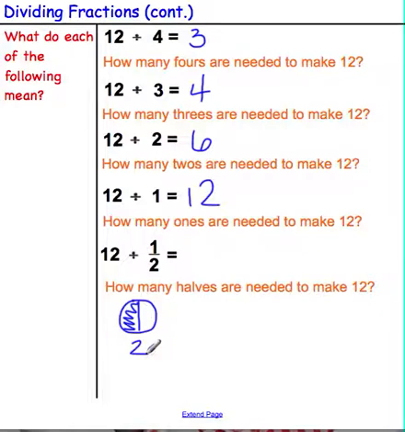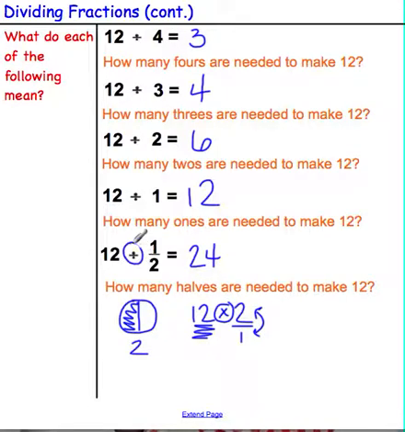So if we take 12 and divide it into groups of a half, there are 24 halves needed to make 12, which would be like saying 12 times 2. We keep the first number, we flip the second number, and we change our division sign to multiplication. So now in the next video we're going to put that into practice.